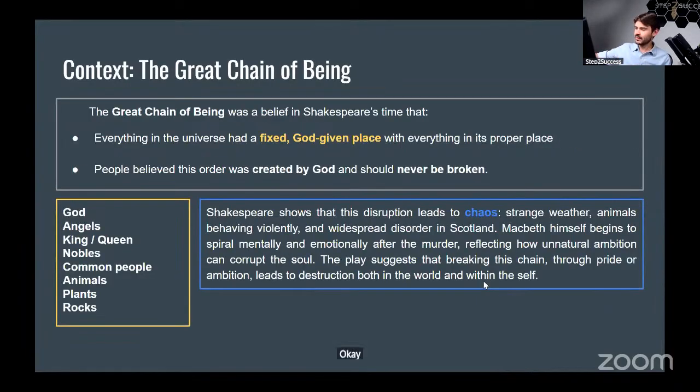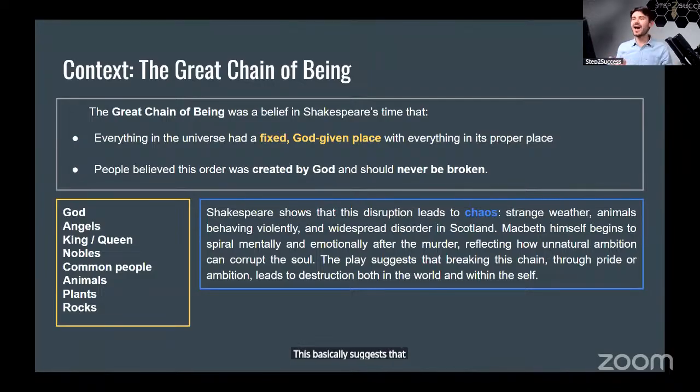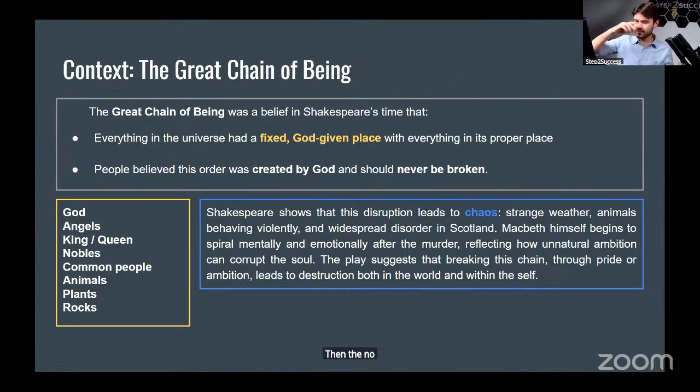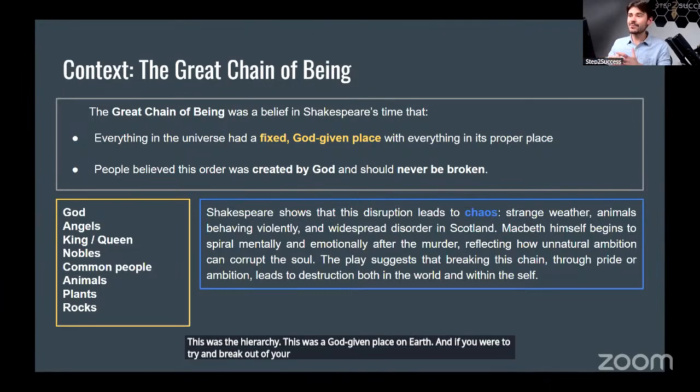Okay. Now, on a very similar idea, we get something called the Great Chain of Being. This basically suggests that in life there's a hierarchy, God being at the top, followed by his angels, then the king or the queen, who is God's representative on earth, then the nobles, then the common people, then animals, plants, and rocks. This was the hierarchy. This was a God-given place on earth. And if you were to try and break out of your God-given place, it would lead to chaos in the world.